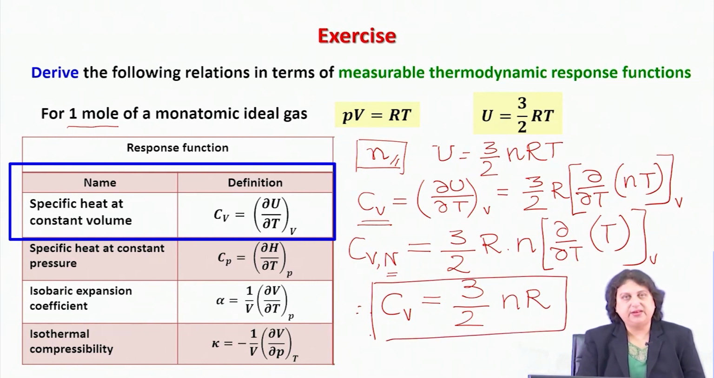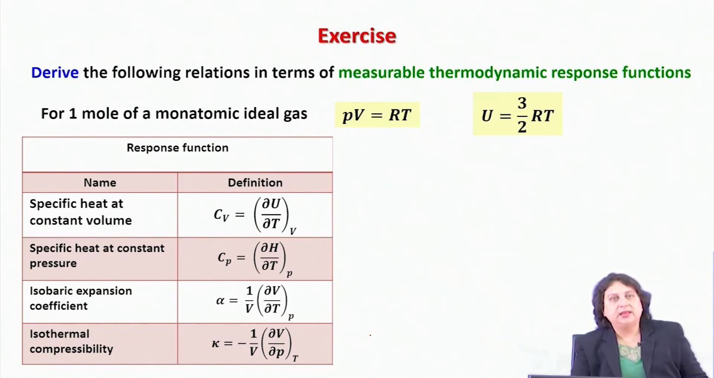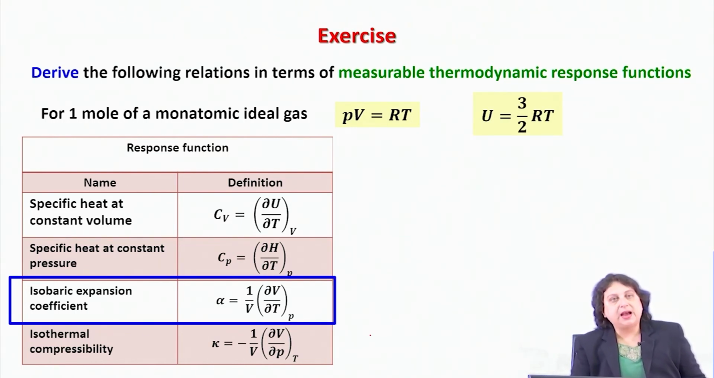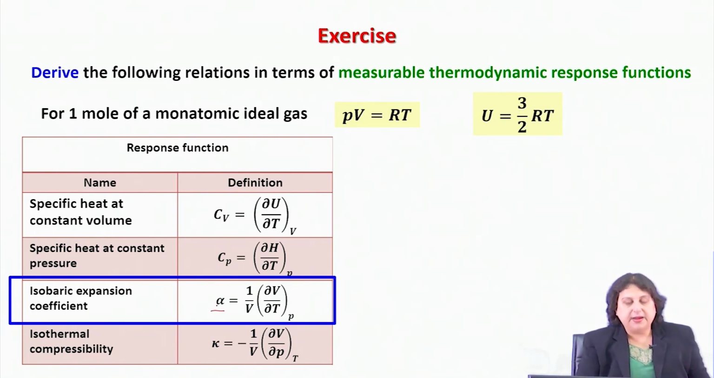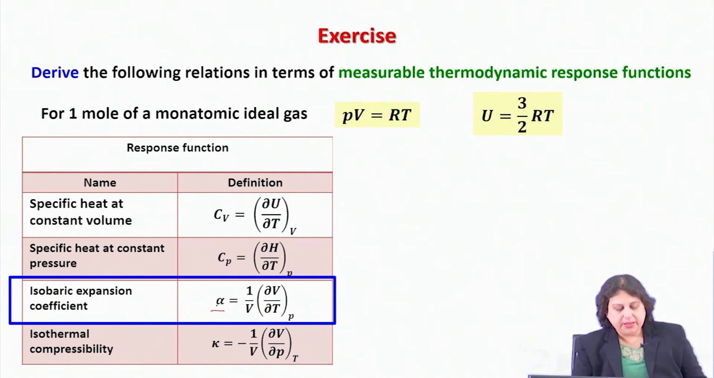So as you can see very easily, it is possible to generalize our discussion on 1 mole of a monatomic ideal gas to n moles of the gas as well. Now, if I move forward and think of how I can find out, for example, the isobaric expansion coefficient alpha, that by definition is given by 1 by V del V del T at constant P.